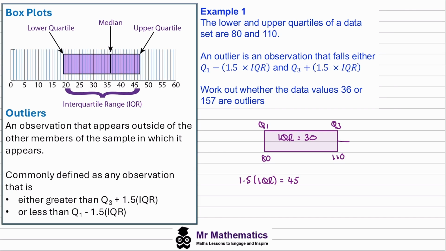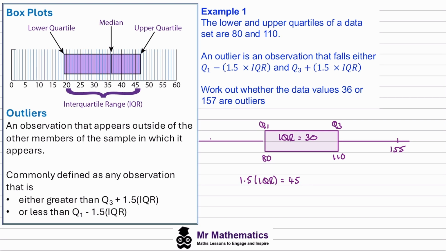So if we add some whiskers onto our box plot, then 110 plus the 45 would be our upper limit. And our lower limit would be the 80 take away the 45. So this would be 35. So anything that falls within this range can be included in our data set. Anything that falls on the outside would be considered an outlier.